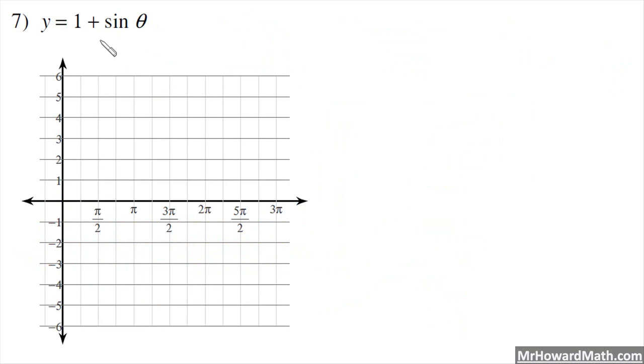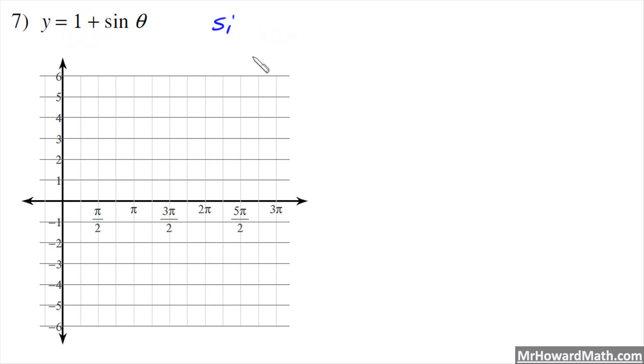All right, number 7, 1 plus sine theta. We have a vertical transformation here, and that's it. Now, a lot of students get confused. 1 plus sine theta is the same thing as sine theta plus 1. It doesn't matter if the plus 1 is in front or behind. It's still a vertical movement up 1.